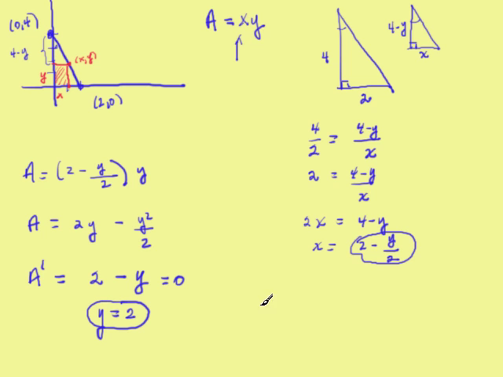And what is x equal to? Well, let's just substitute. We have this equation for x, so we substitute, and we get x is equal to 2 minus 2 over 2, or 2 minus 1, or 1. Okay, so y is equal to 2 and x equals 1, and that would maximize the area of this rectangle.